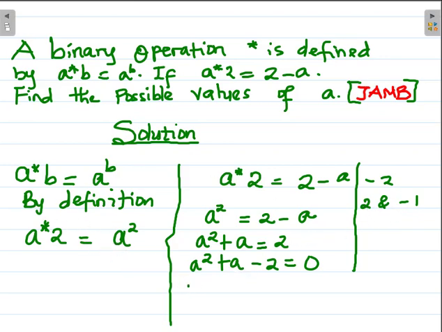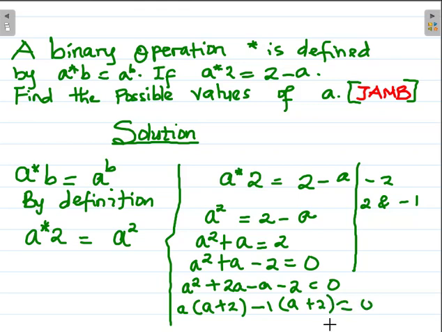So by the method of factorization, we're going to have A squared plus 2A minus A minus 2 is equal to 0. If we factorize this, we have A into A plus 2, and we have -1 into A plus 2.